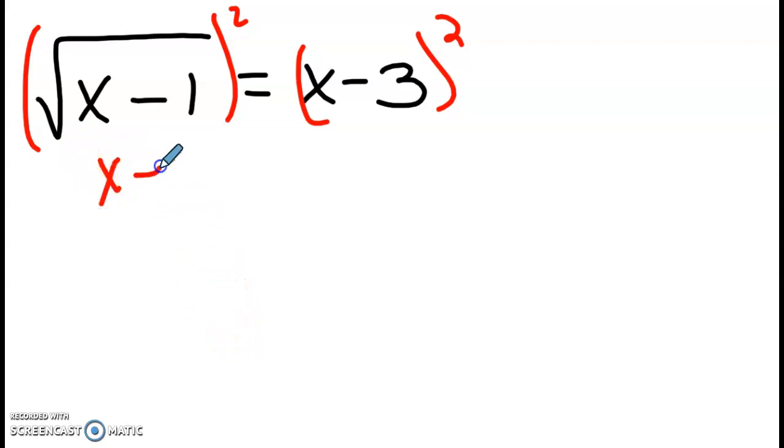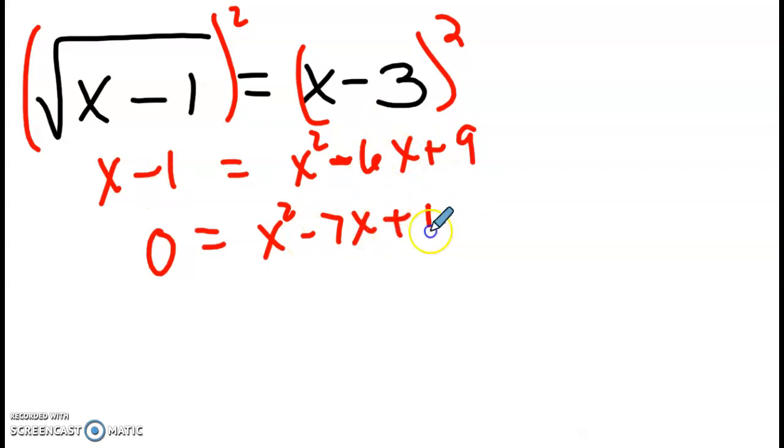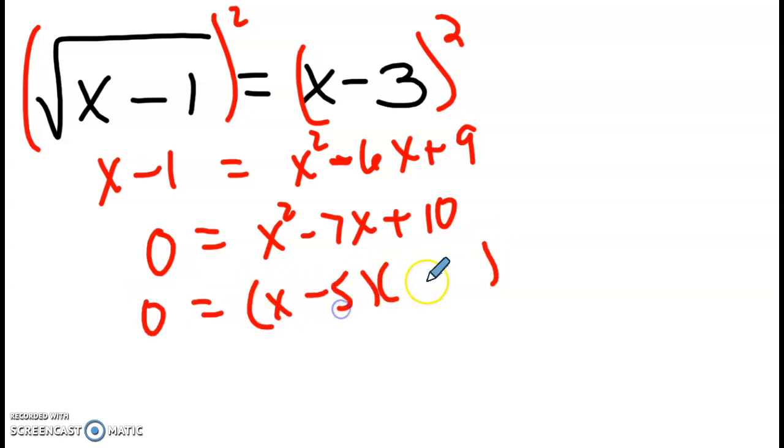When I square both sides, I get x minus 1 equals x squared minus 6x plus 9. Remember, it's not just x squared minus 9 or x squared plus 9. It's x minus 3 times x minus 3. I want this to be equal to 0, so I'll subtract x from the negative 6x. I'll add 1 to the 9. Okay, these are nice that they all factor. x minus 5, x minus 2. So I get x is either 5 or 2.